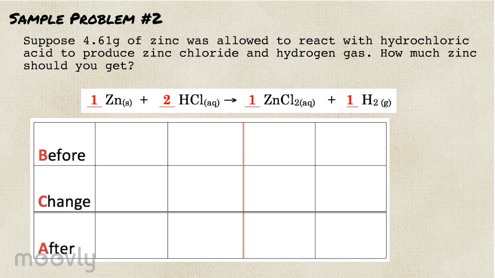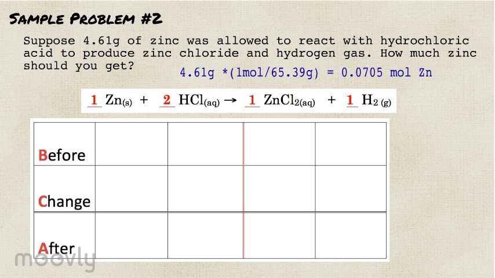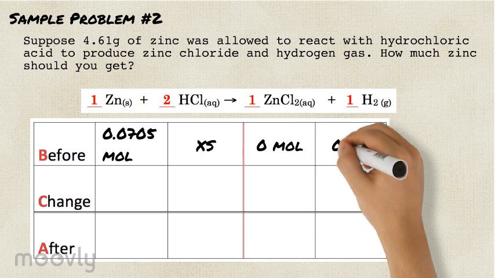Since the problem gives us mass data, we cannot use that information directly in our BCA table. Mass data tells us how much of substances we have without telling us how many particles are available to react, so we must first convert the mass of the reactant into moles. Dividing zinc's mass by its molar mass of 65.39 grams per mole, we get 0.0705 moles. Note that there is no specific amount of hydrochloric acid given. We can therefore assume that it is in excess. And since the reaction hasn't started yet, there are 0 moles of products.